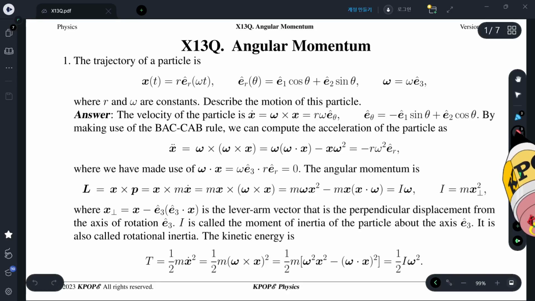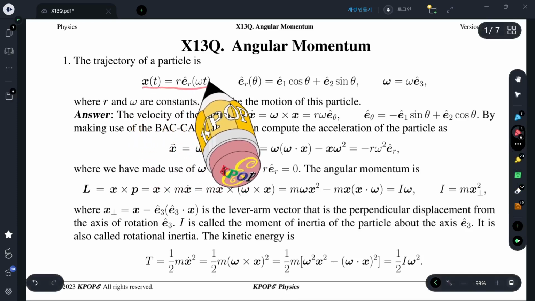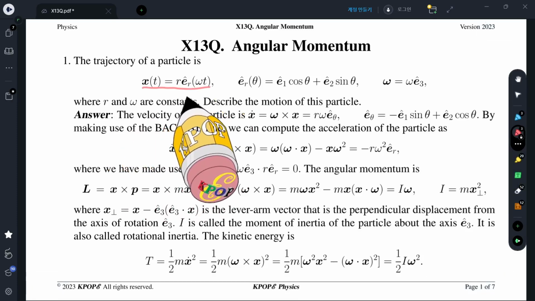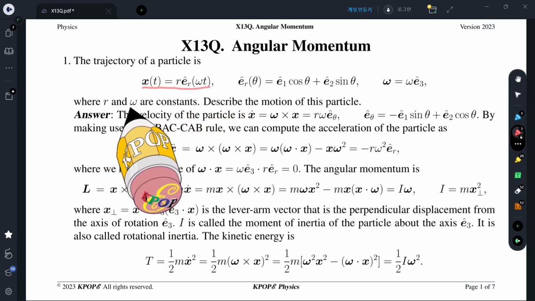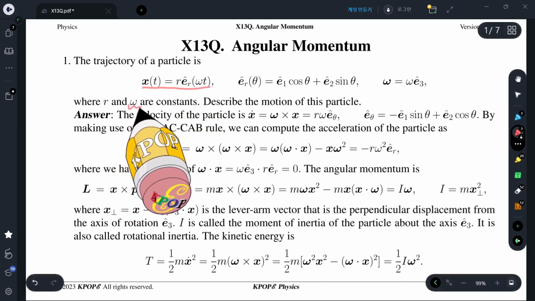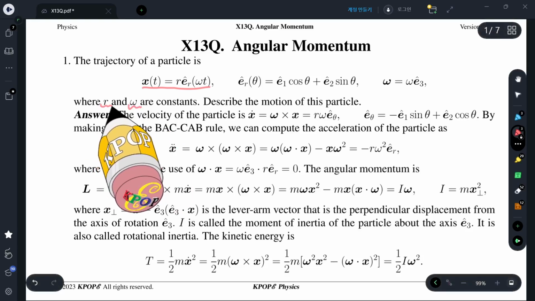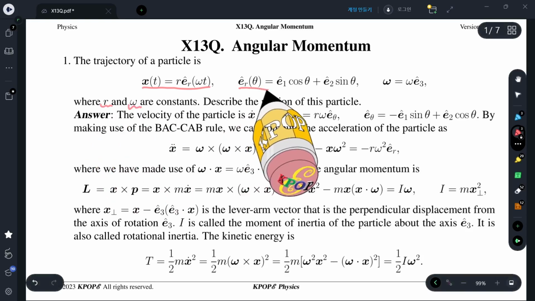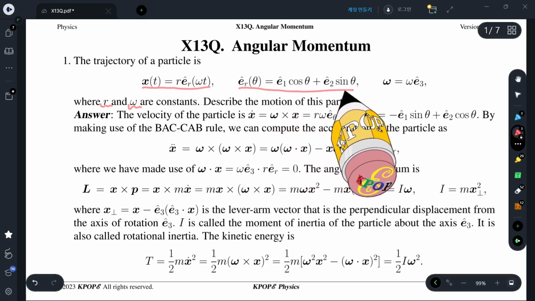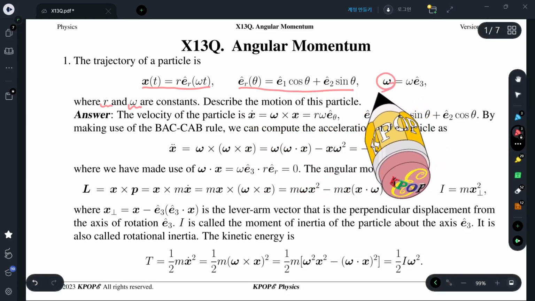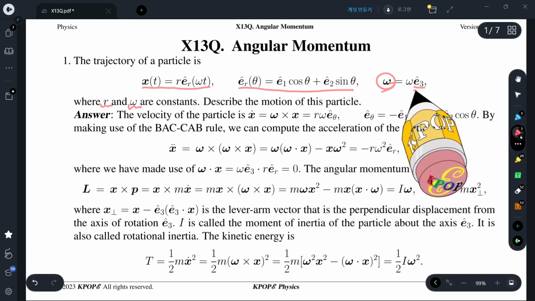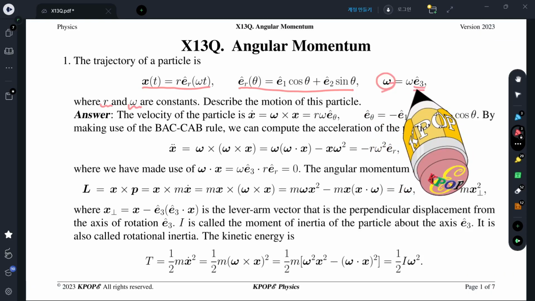We study angular momentum. The trajectory of a particle is like that. It is making a uniform circular motion because the angular frequency omega is constant and the radius is also constant. This is a unit radial vector on the xy plane. The axis of rotation is the z-axis. Describe the motion of this particle.